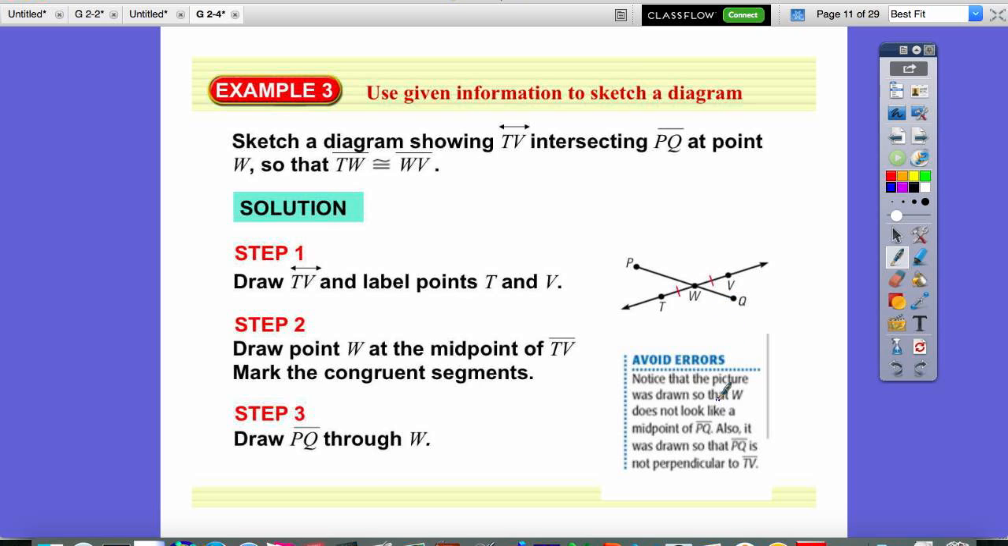Okay? Note that the picture was drawn so that W does not look like the midpoint of PQ. Also, it was drawn so that PQ is not perpendicular. It's not supposed to look like that's the midpoint. Even if it is, don't assume that it's also a midpoint of PQ. They didn't tell you it was. They told you just that TW is congruent to WV.